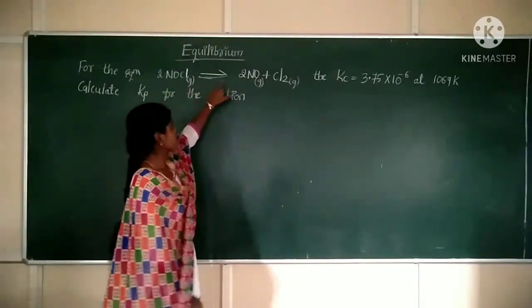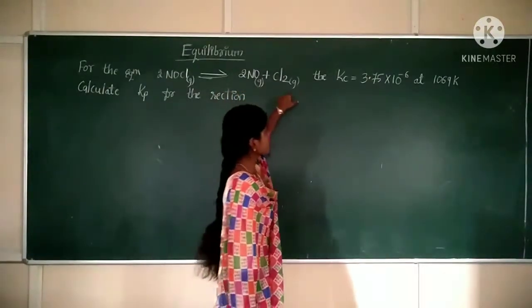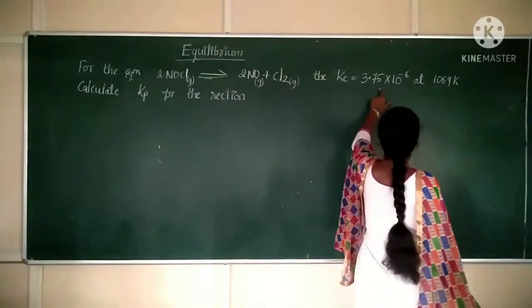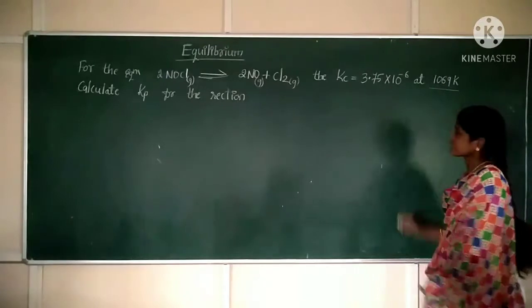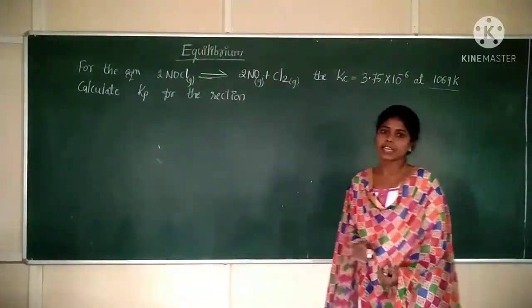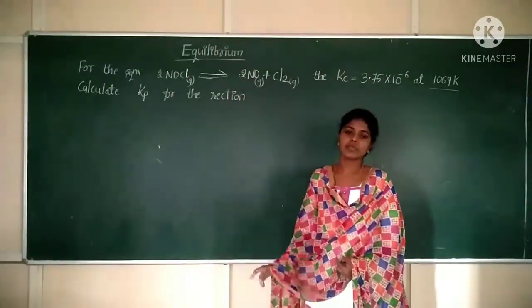2NOCl dissociates to form NO and Cl2. Now the Kc value is given. Kc is 3.75 × 10^-6 at 1069 Kelvin. Now we have to calculate Kp for the reaction. For this reaction Kc is given and we have to calculate the Kp.